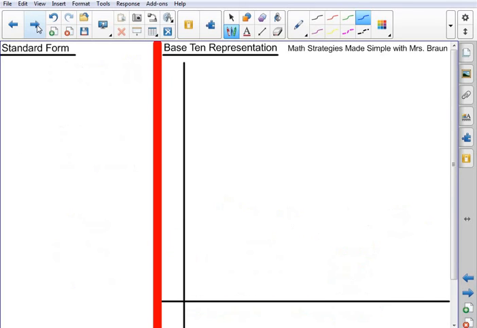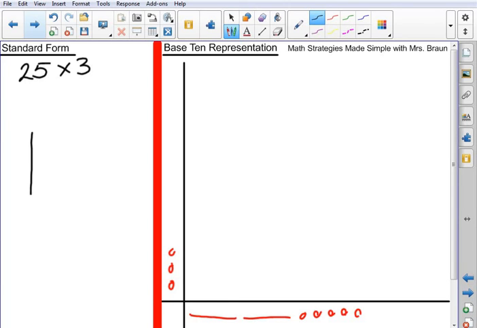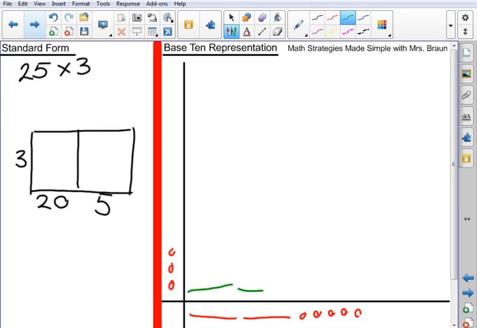Take a look at one more example. This time we're going to do 25 times 3. Okay, I'm going to represent both of these factors down here. 25, I've got 2 10s and 5 1s. Then I'm multiplying it by 3, so 3 equal groups of 25. I'm going to set up my box. I'm multiplying by a factor of 3 over here. 2 10s give me 20. I've got 5 in the ones place. Represent 25 3 times.